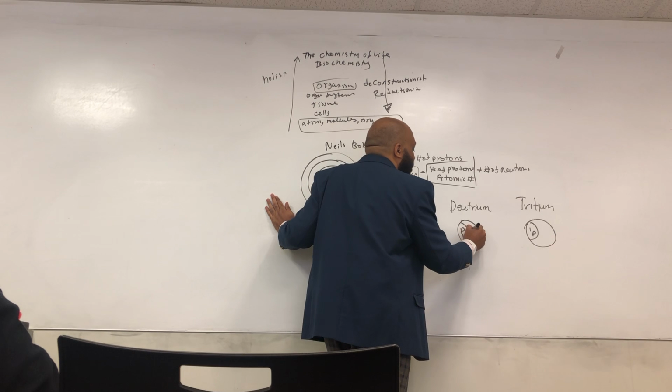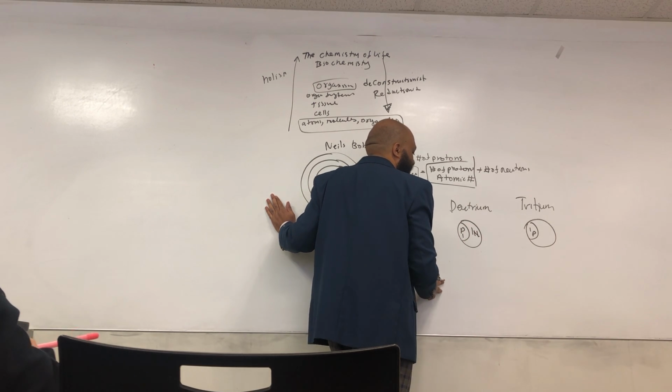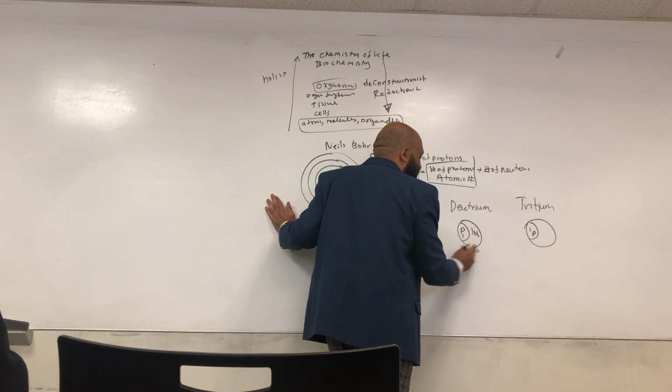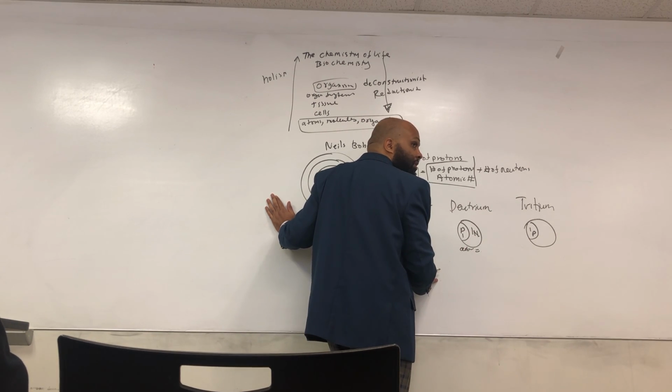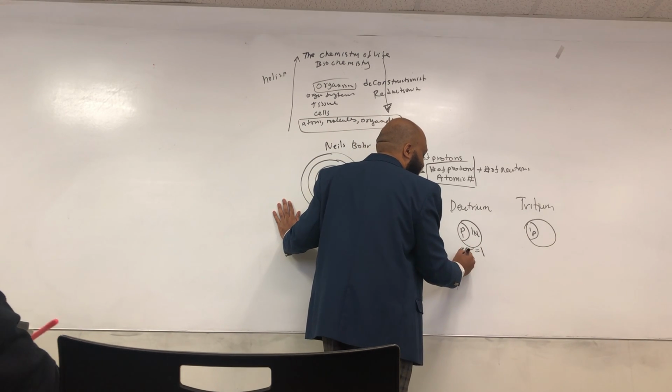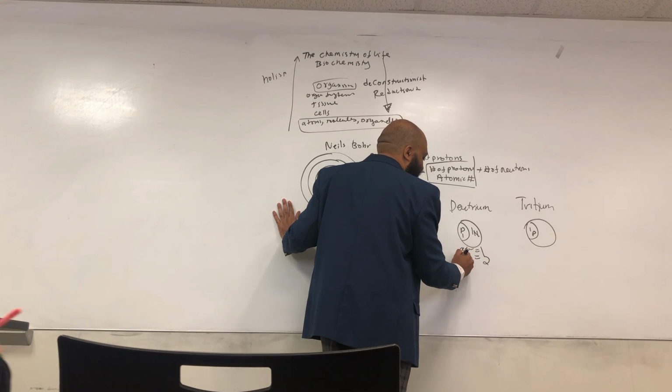Deuterium has 1 neutron. So that means the atomic number for deuterium is how much? The atomic number for deuterium is 1. And the atomic mass, or the atomic weight, for deuterium is 2. Very good. That's the atomic weight.